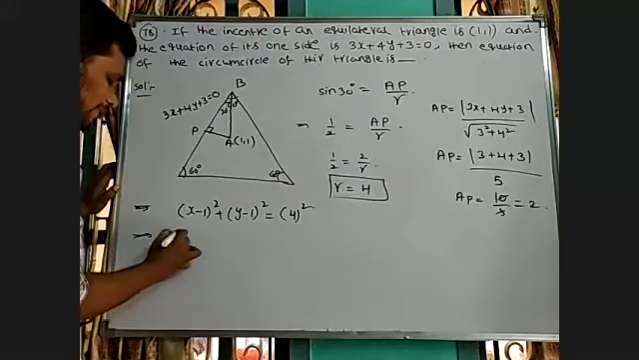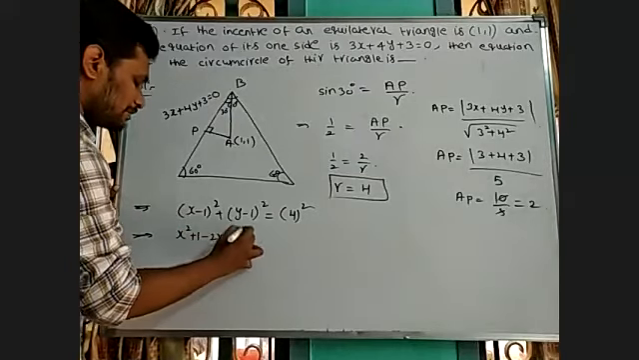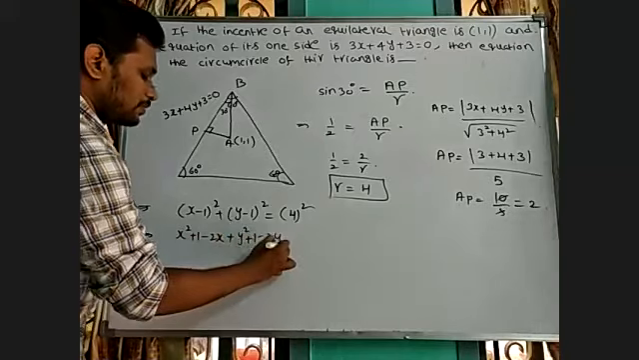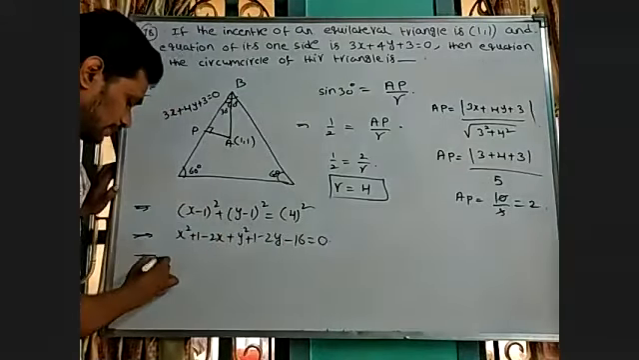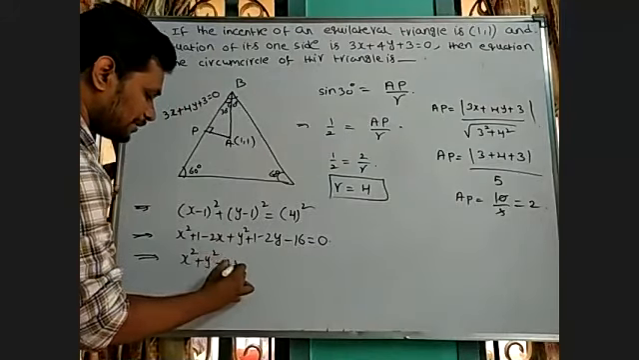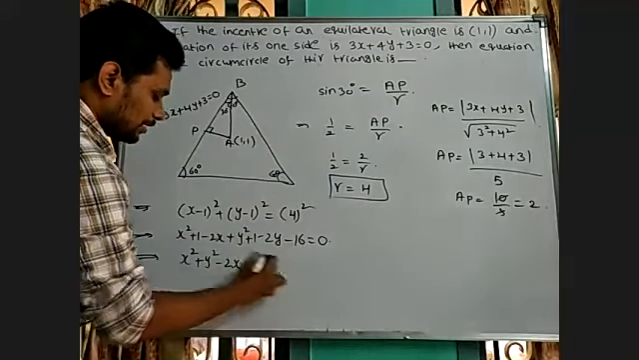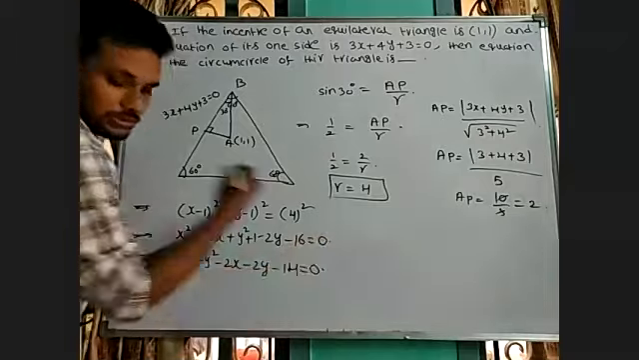Okay. From this, if you expand it, x² + 1 - 2x + y² + 1 - 2y - 16 = 0. From this, what we write: x² + y² - 2x - 2y + 1 + 1 - 16 = 0. What we get? x² + y² - 2x - 2y - 14 = 0.